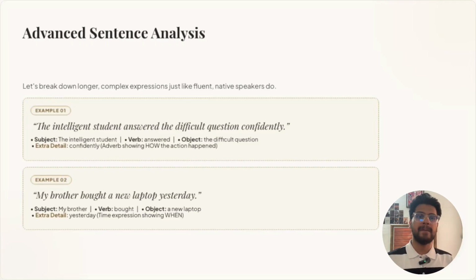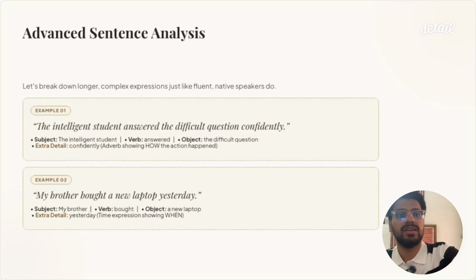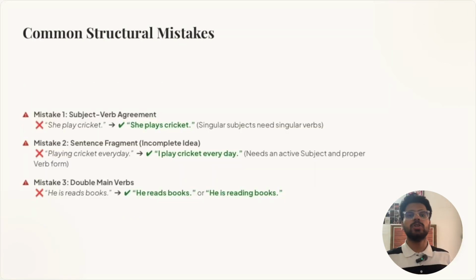Example 2. My brother bought a new laptop yesterday. Here, the subject is my brother, verb is bought, object is a new laptop, and time expression is yesterday. You understood? This is understood, I guess, right? Now, let's move on to common structural mistakes that many people make.